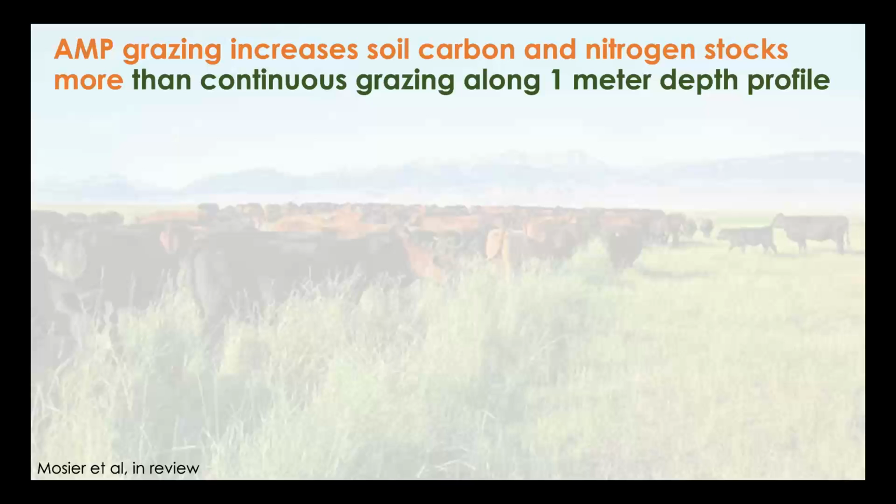So this adaptive multi-paddock grazing, this was another study that found that both the soil carbon and nitrogen stocks increased with implementation of AMP grazing compared to the continuous grazing. In this study, they sampled much deeper, and they found those differences, or that enhanced carbon sequestration, all the way down to 1 meter depth.